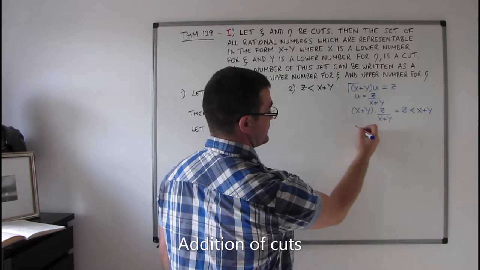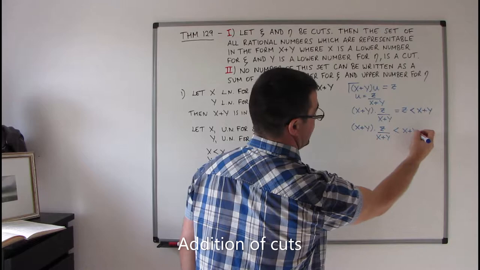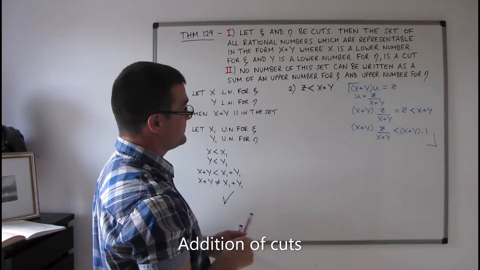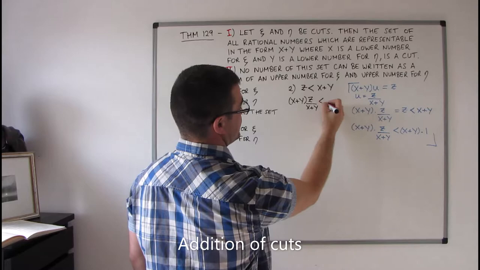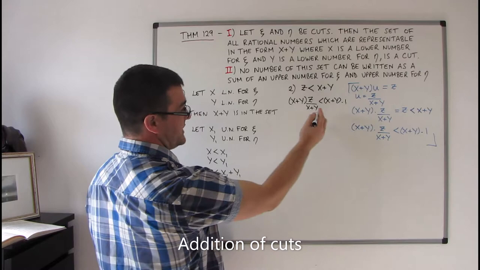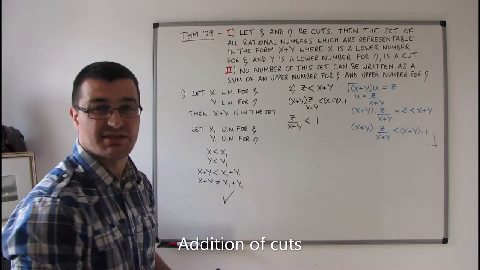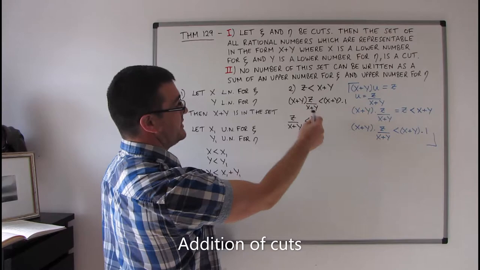So what we can say then is that x plus y times z over x plus y is less than x plus y times 1. Okay, so let's bring that back over here. So x plus y times z over x plus y is certainly less than x plus y times 1. So what this means then is that z over x plus y is less than 1, because we've got the x plus y here and the x plus y here. Again, this is something that's proved there in the section on rational numbers. I didn't specifically go through it, but it is there, that if you've got this situation, then it's almost like the x plus y just cancel out.